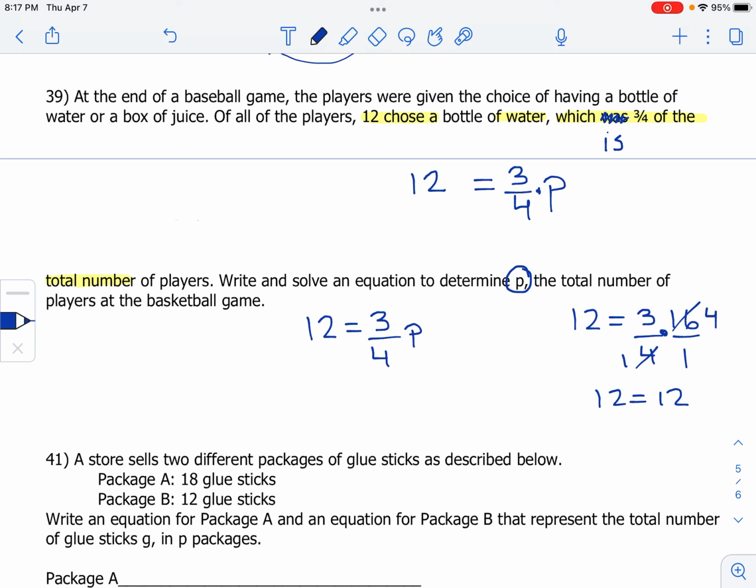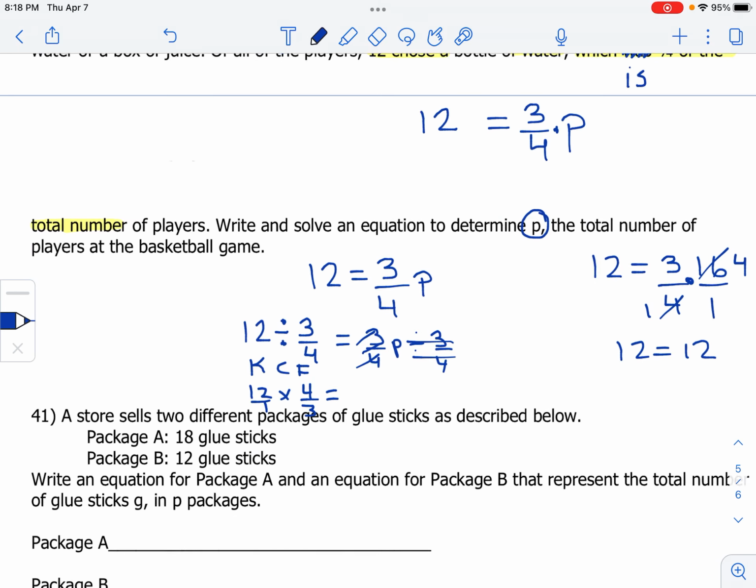Now, some of us talked about this in class on how to undo multiplying by 3/4. That would be dividing by 3/4. So if I divide both sides by 3/4, I would have to do 12 divided by 3/4 equals 3/4 P divided by 3/4, right? Then the dividing by 3/4 and the multiplying cancel out. 12 divided by 3/4, we can use keep, change, flip. That's going to be 12 times 4 over 3.